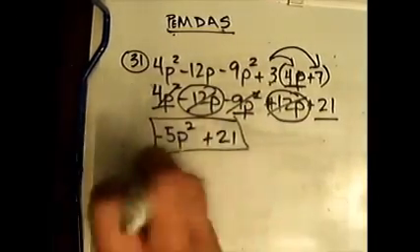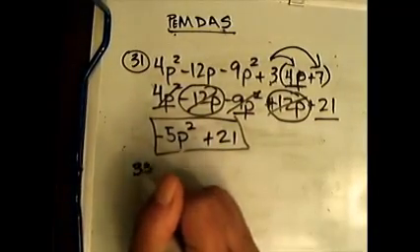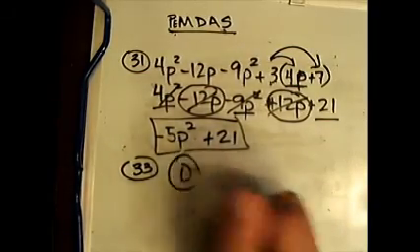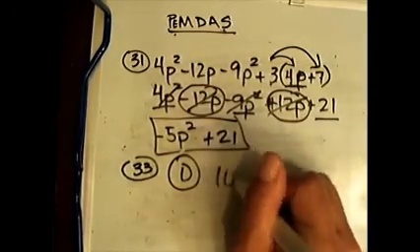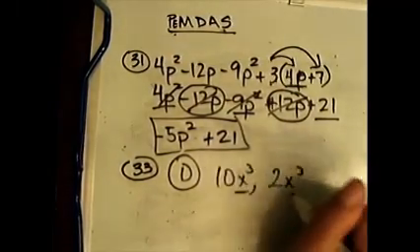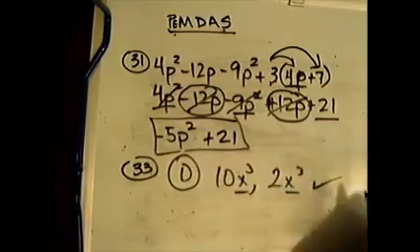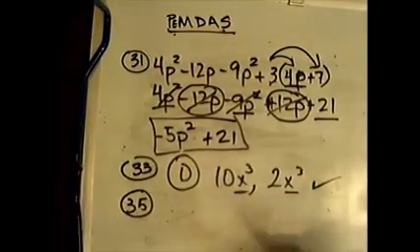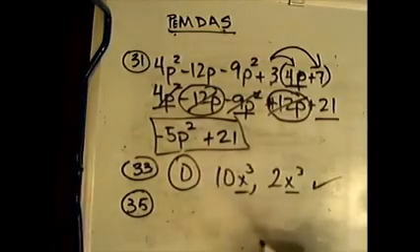So continue looking on number 33. Which one do you see is the same? I see letter D. That one is the same. We have 10x cubed and 2x cubed. Look, exactly the same. X cubed, x cubed. So that's your correct answer. Make a space for number 34, but we're moving on to 35.